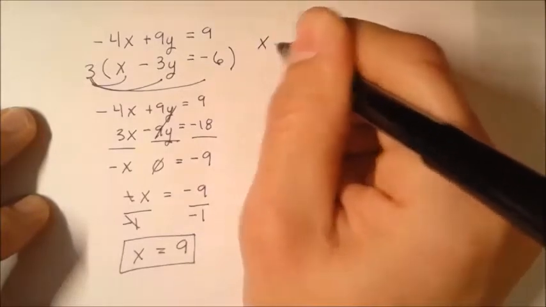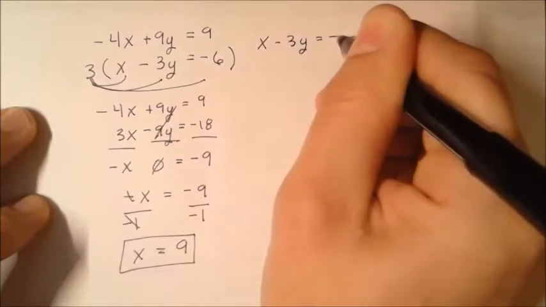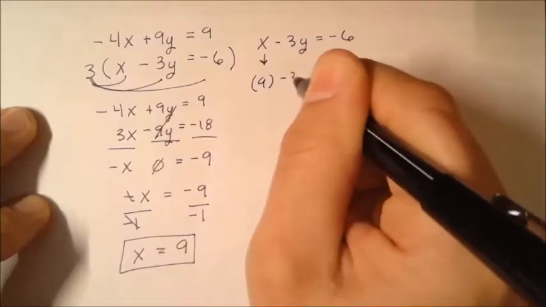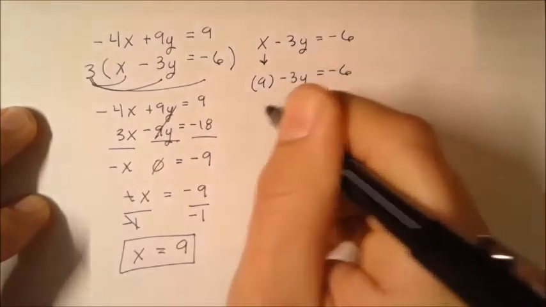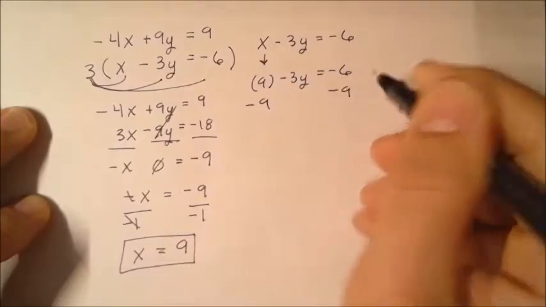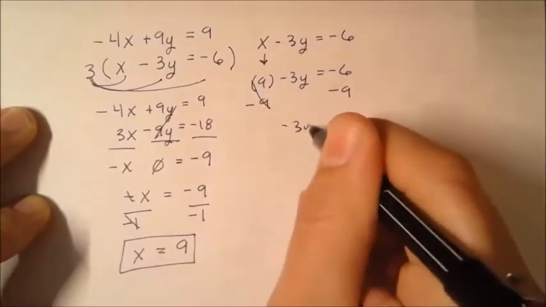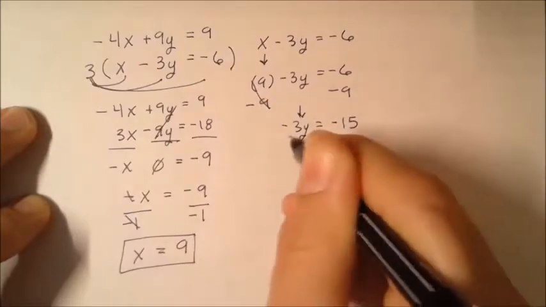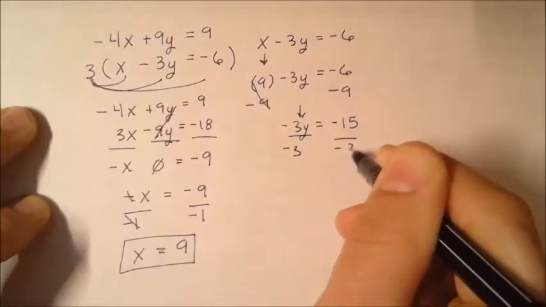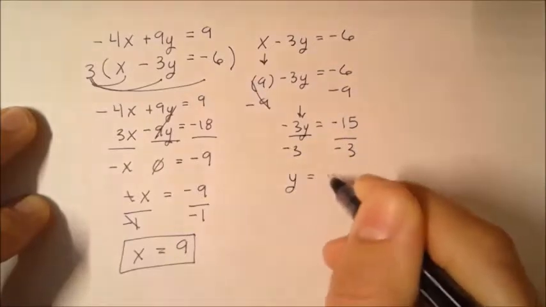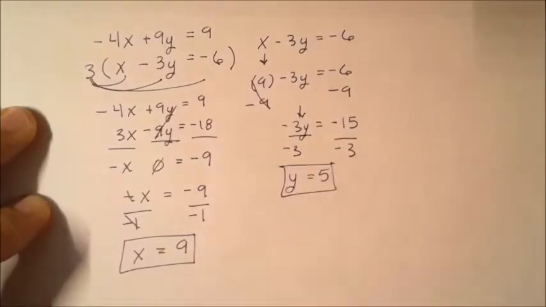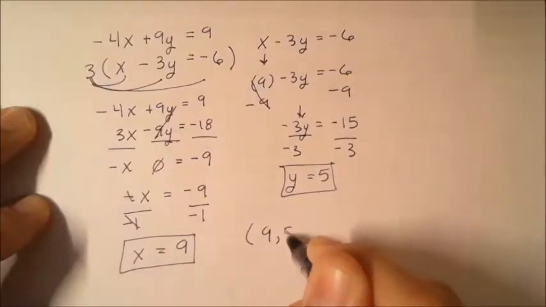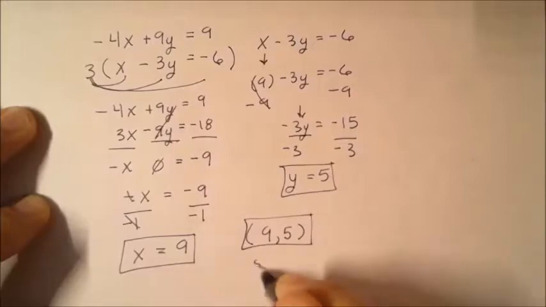So I'm going to say x minus 3y equals negative 6. So I'm going to substitute 9 for x. 9 minus 3y equals negative 6. So if I work this out, I'll subtract 9 from both sides. I end up with negative 3y is equal to negative 15. Divide out my negative 3 to isolate my y variable, and y is equal to positive 5. So now I have found my solution set. If I write this as an ordered pair, I have 9, and then my y value is 5. And that is my solution.